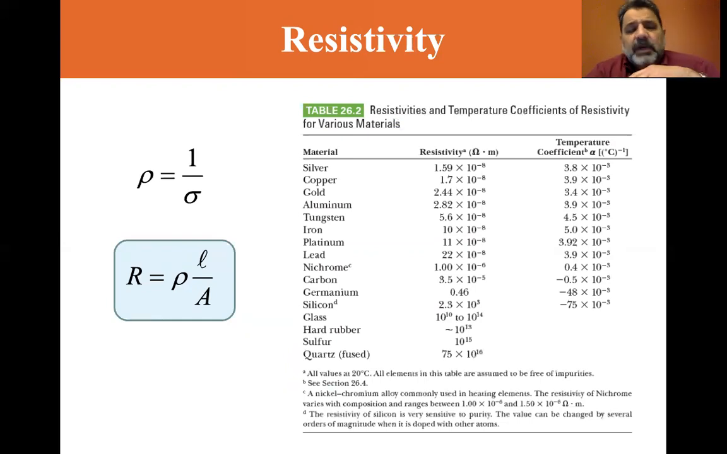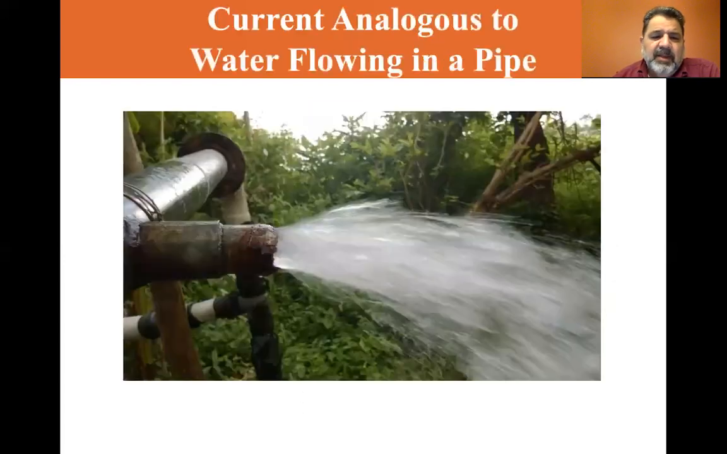Well, this equation, R equals rho L divided by A, is also important for understanding how to handle resistors in series and resistors in parallel. And I'll discuss that later, when we get to resistances in circuits. You don't necessarily have to commit that to memory, but know that it exists. The resistance equals the resistivity, rho, times the length divided by the area.